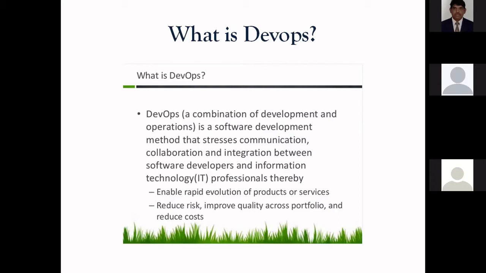These are the reasons why DevOps arose: it enables rapid evolution of production services, as the time gap between development, production, and deployment is decreased because of the DevOps team. It is also helpful for reducing risk, improving quality across the portfolio, and reducing cost. Using DevOps, we reduce the cost of production and deployment, and the risk is reduced because there is nothing manual between the developers and operations teams. The quality also increases with the help of these DevOps tools.